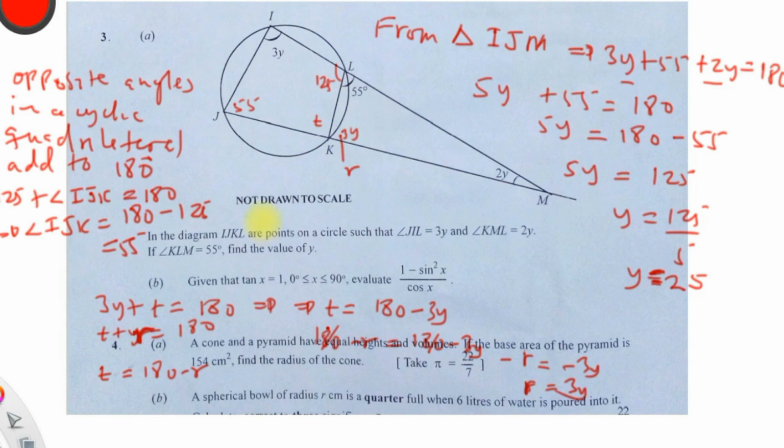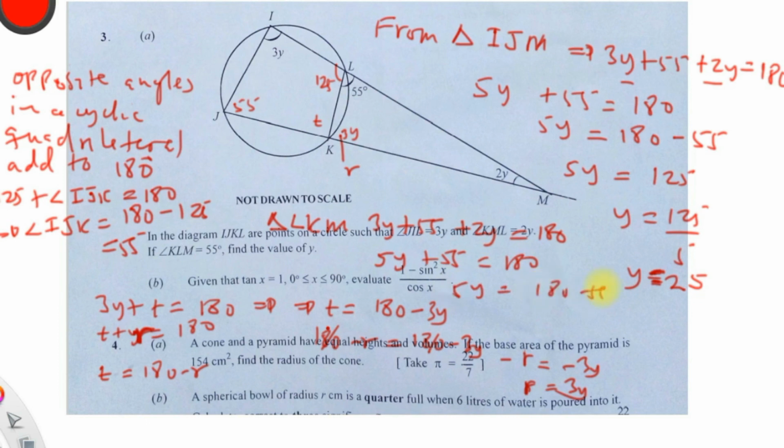You can use it from triangle LKM. In triangle LKM, you still have 3y plus 55 plus 2y is equal to 180 degrees, angles in a triangle. So this is 5y plus 55 is equal to 180 degrees. Have you seen? So we have 5y is equal to 180 minus 55, which is equal to 125. So in the same way, y will be equal to 125 over 5, which is 25. Have you seen? So you see we arrive at the same answer.